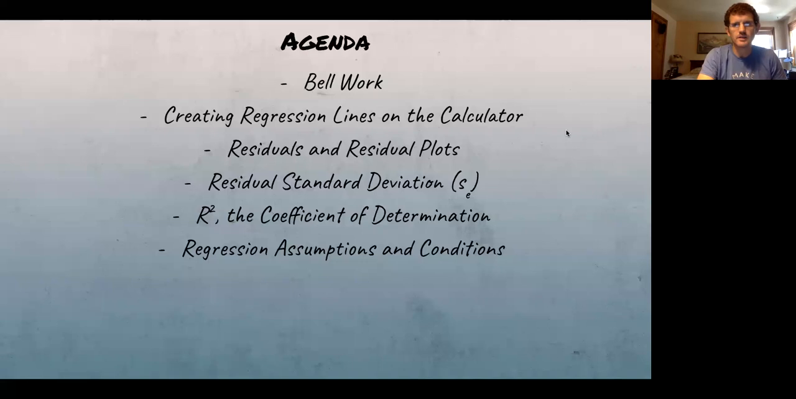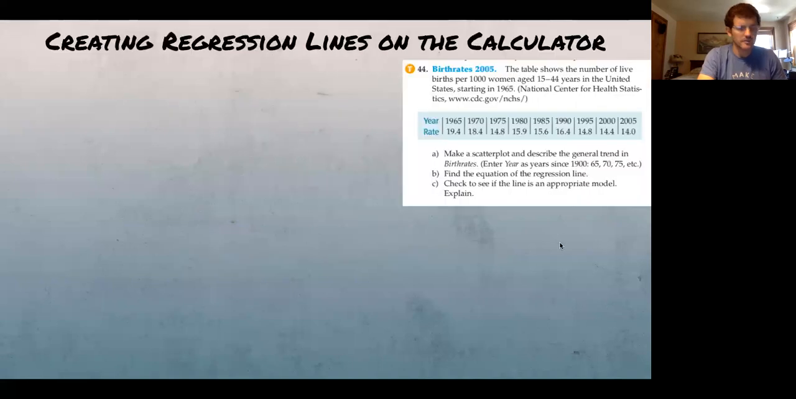Yesterday we did a problem in class, and so I'm picking that same one intentionally because hopefully you still have those lists on your calculator from yesterday. You can just double check to make sure you have this data still in your calculator. If not, you can come back to this later, but I'm not going to take the time now to have you enter it.